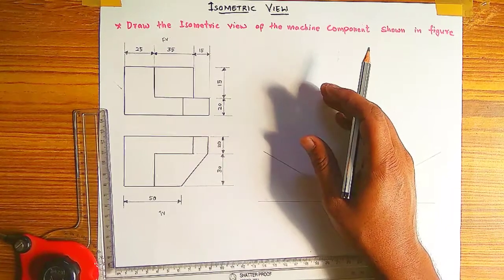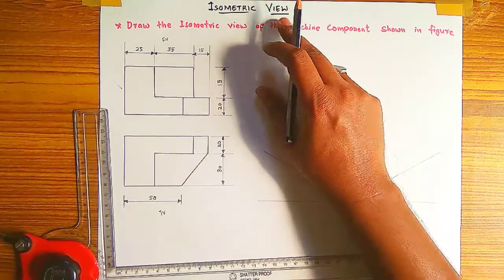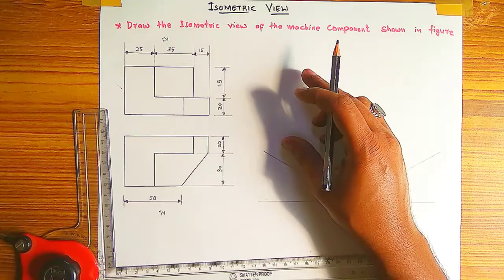So this problem I am going to explain to you on the isometric view. How to draw this problem, I am going to explain in a simple way.